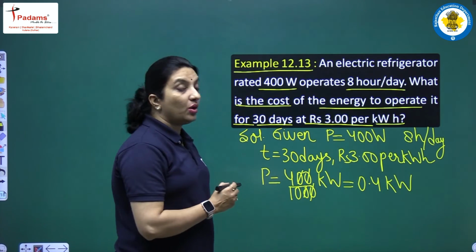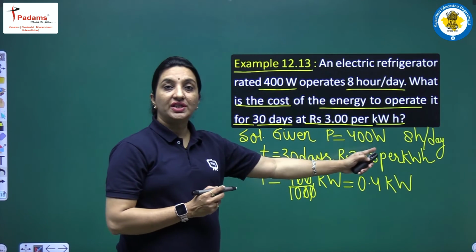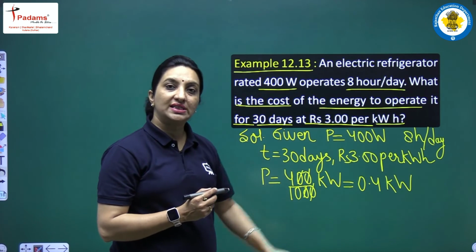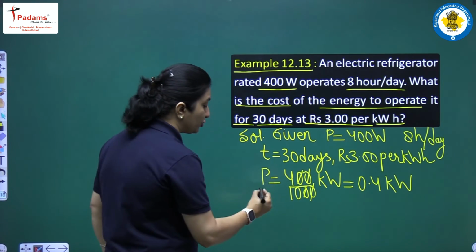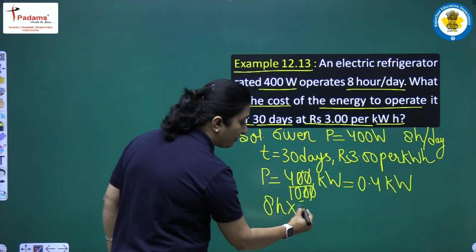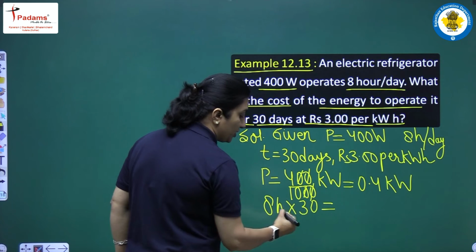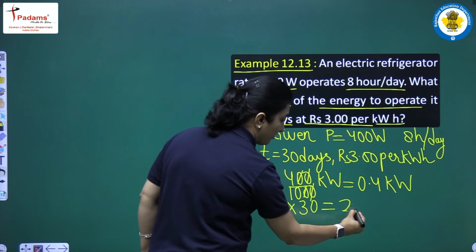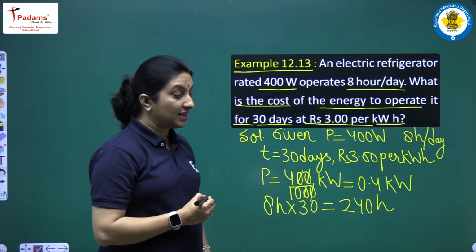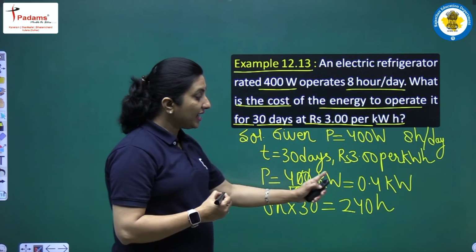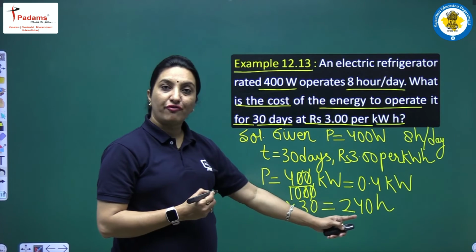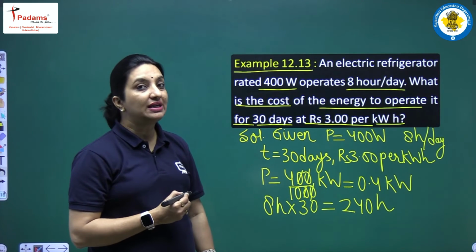Now here the electrical refrigerator is used for 8 hours per day. So for 30 days, how many hours it will work? So for 30 days it will work for 8 hours multiplied by 30. So it will become 240 hours. Right students? Now the power is given as 0.4 kilowatt and the time is 240 hours. So first we will calculate the energy.